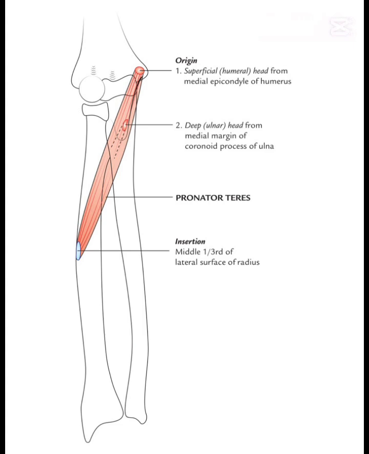Again, so where is it inserting? If it's coming from this area, which is the medial side of the forearm, where is it going to? It is going to what? And inserting in the lateral surface of the radius. So it's inserting on the radius.